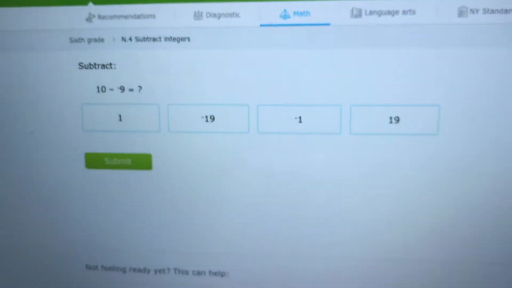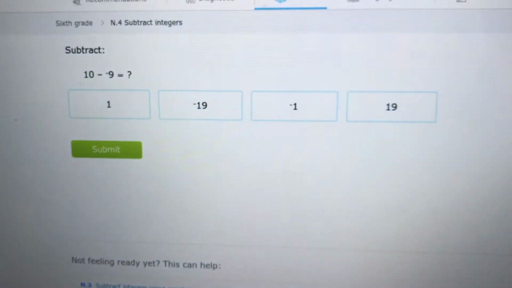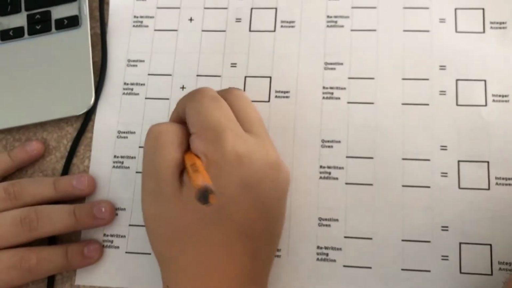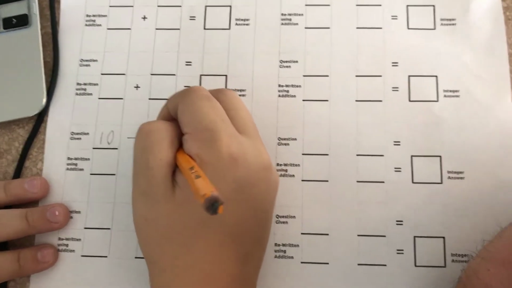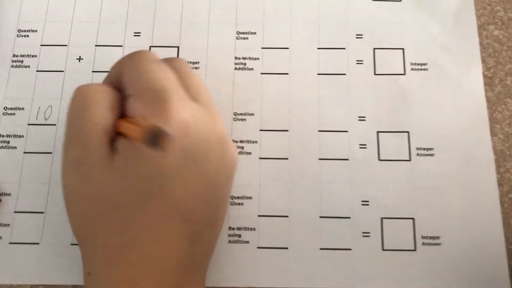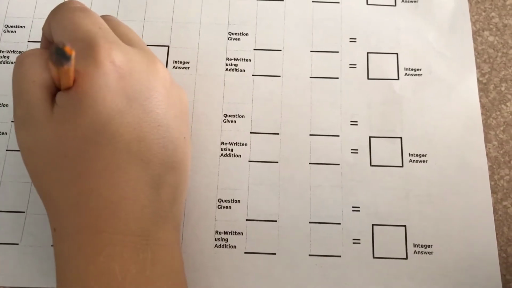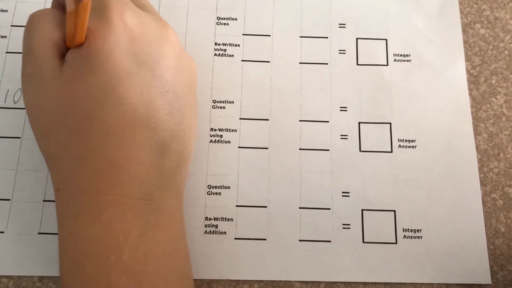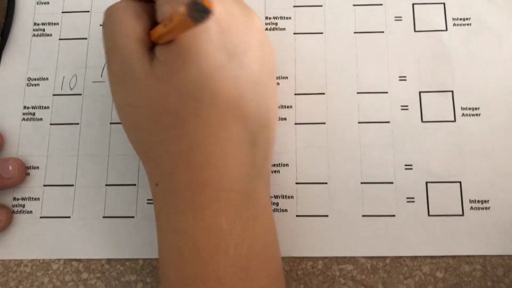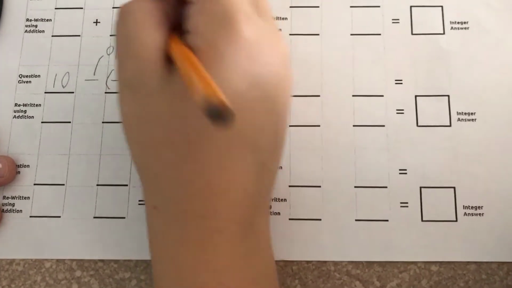Okay, all right, so Ethan's going to go ahead and do 10 minus -9 for us. It's going to give us some choices. Here's our graphic organizer. He's going to rewrite the problem first, put in parentheses. What can you tell us? You got to speak aloud, okay? What can you tell us about that negative, or the minus sign?